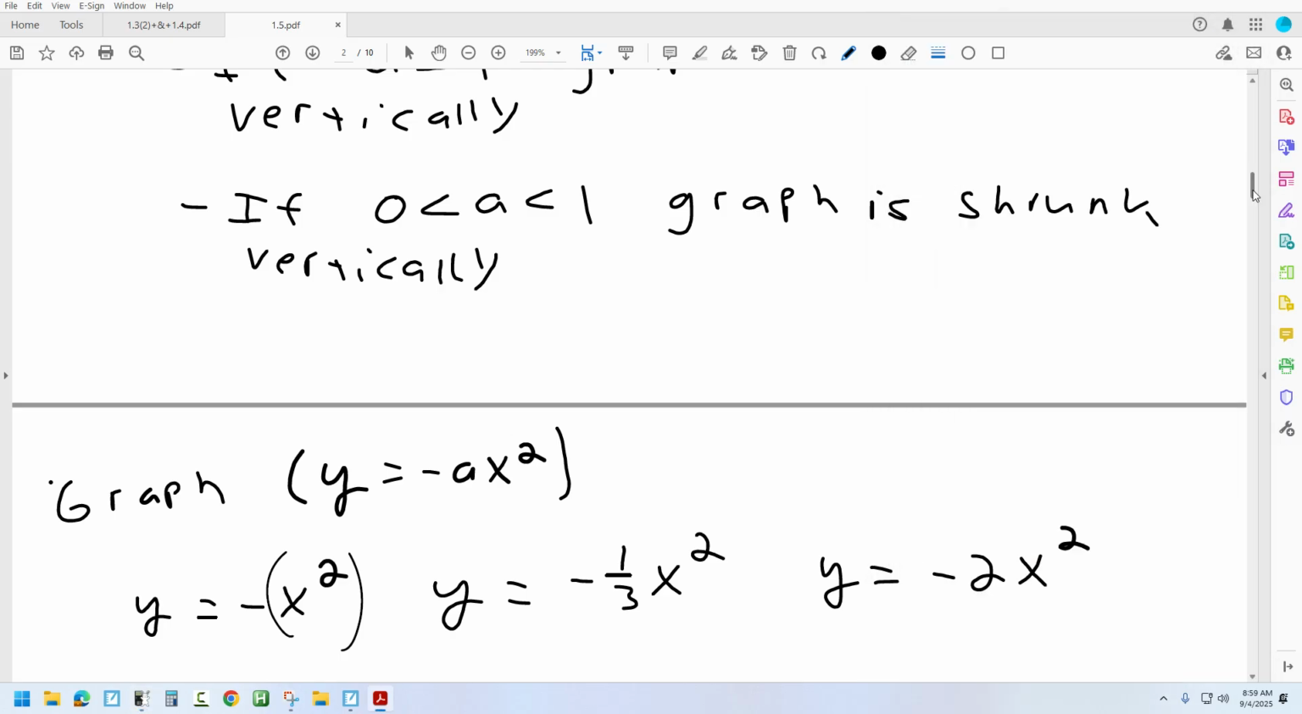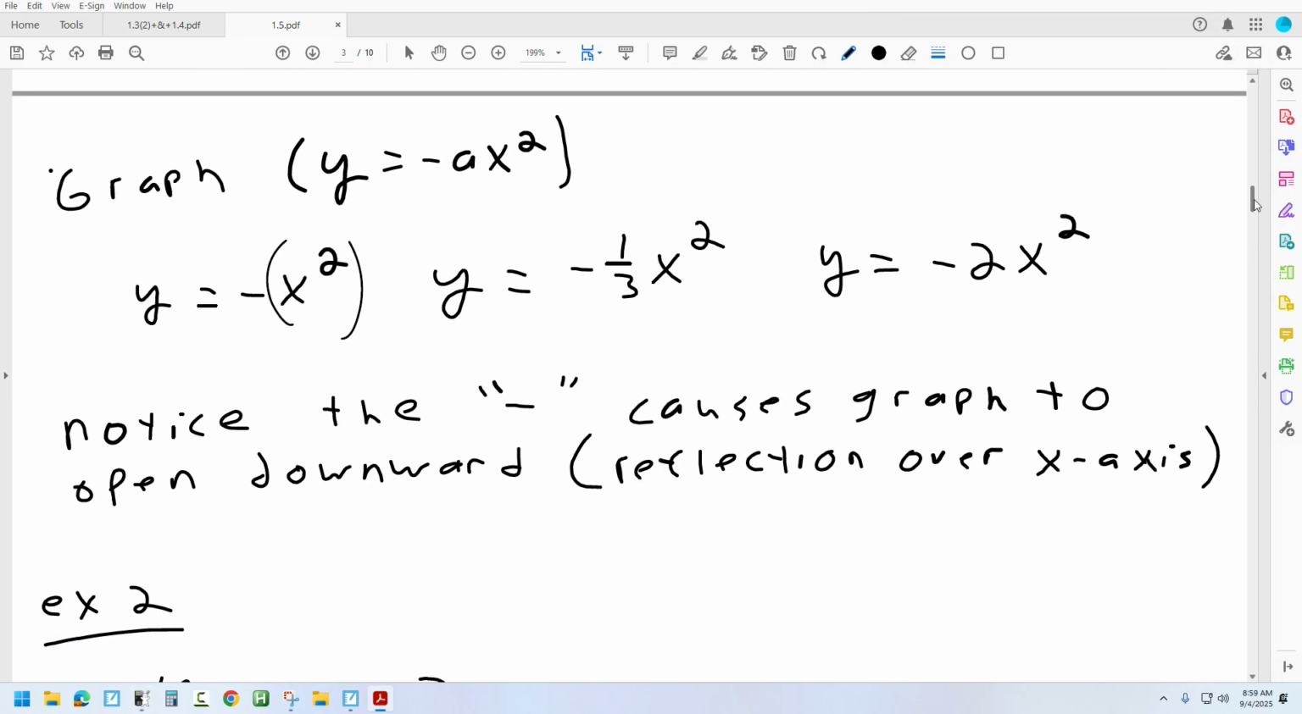All right, so let's see if we can summarize that. The negative symbol causes the parabola to open downward, which means the vertex is a maximum. And that's a reflection over the x-axis. When I ask you to describe it, you could say reflect over the x-axis. You could say flip over the x-axis. Either one of those terms is fine.